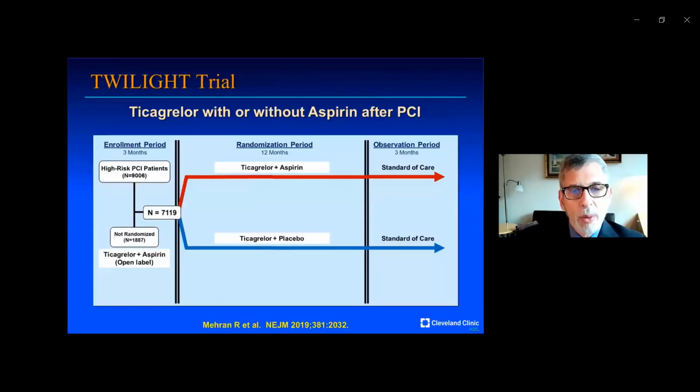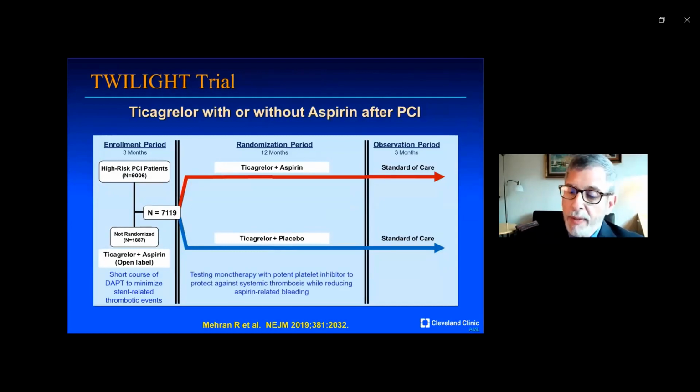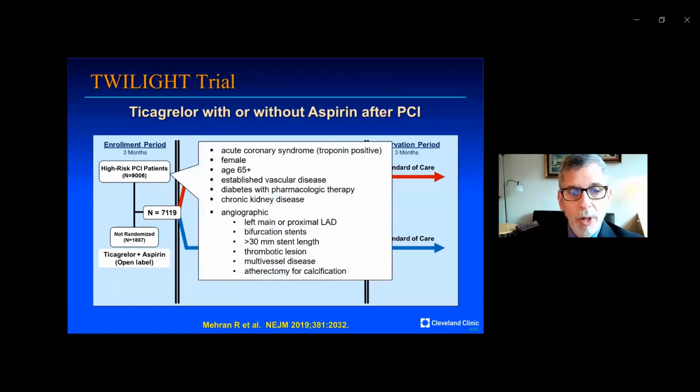The definitive study was the Twilight trial, a well-conducted study in which they assessed, after 3 months, patients who were high risk undergoing PCI, whether or not dropping the aspirin from that point with ticagrelor therapy as the underlying would be helpful. The goal was to give a short course of dual antiplatelet therapy to minimize the stent-related thrombotic events, and then test a monotherapy of ticagrelor alone versus dual antiplatelet therapy for the follow-up 12-month period.